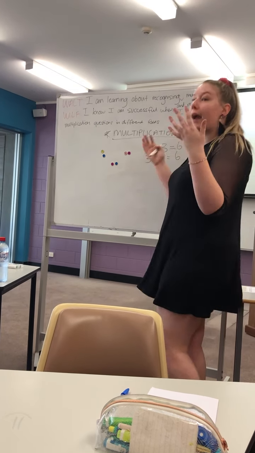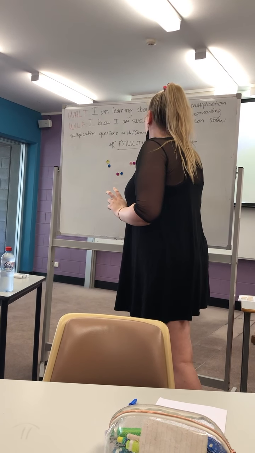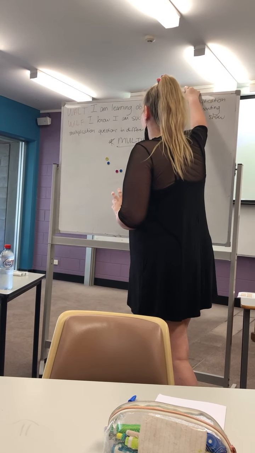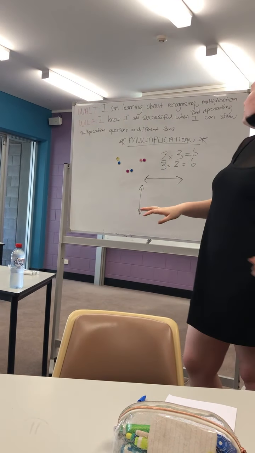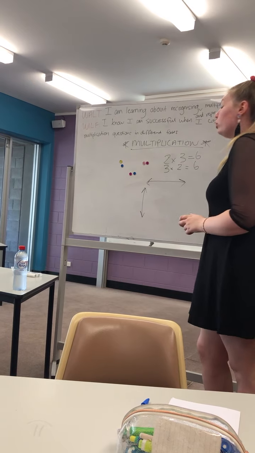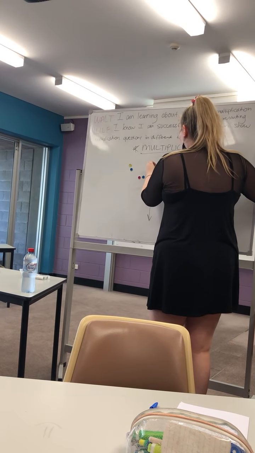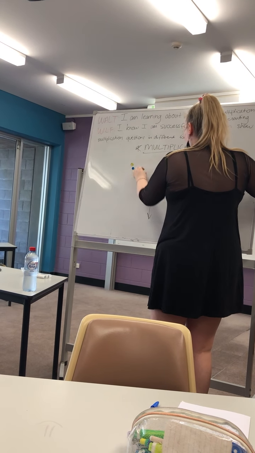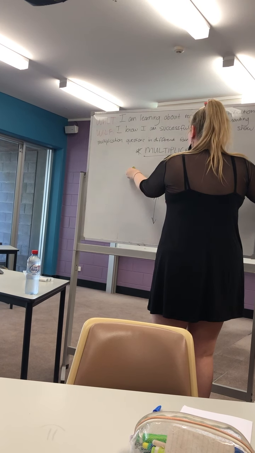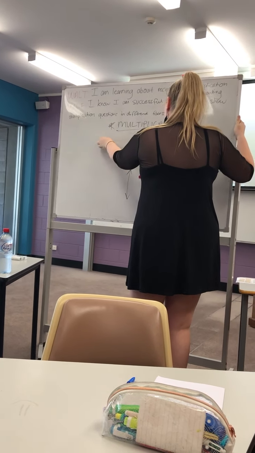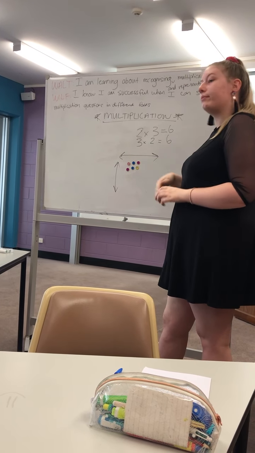Now we're going to talk about arrays. So arrays show problems with columns and rows. So, if we're doing the same problem of 2 groups of 3, then I have 2 groups, so 2 going down and 3 going across. So I'm showing you 2 groups of 3.